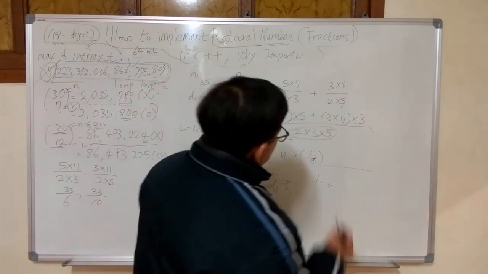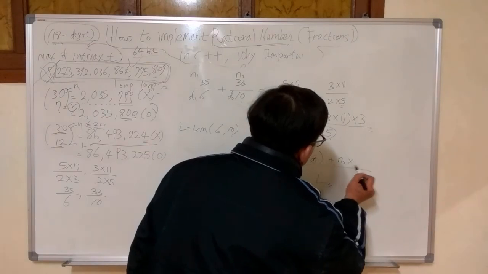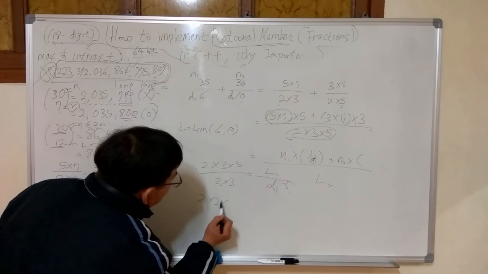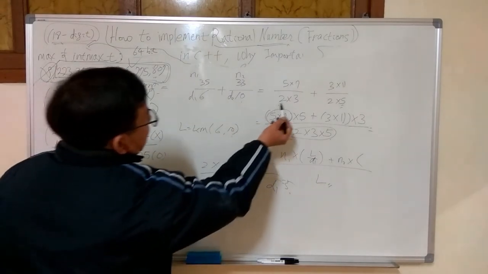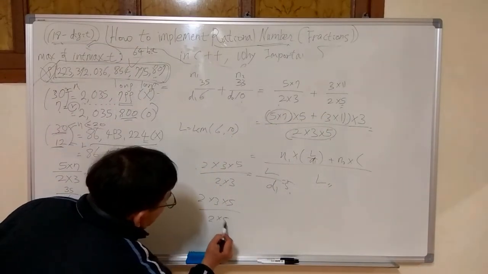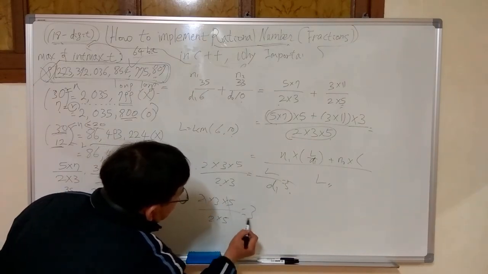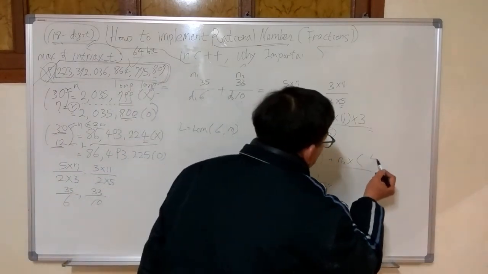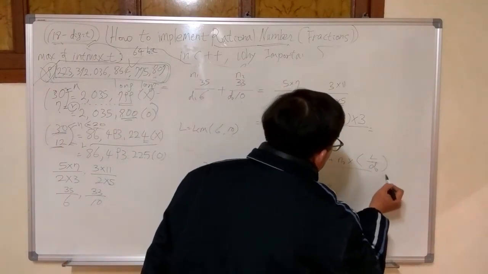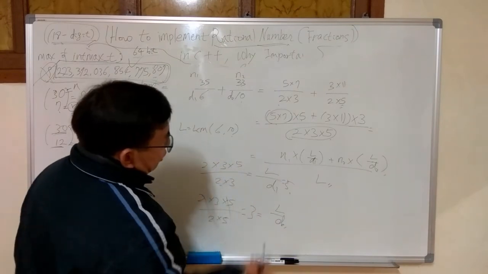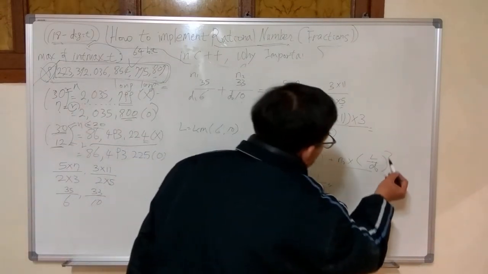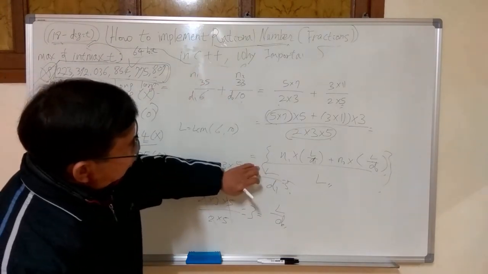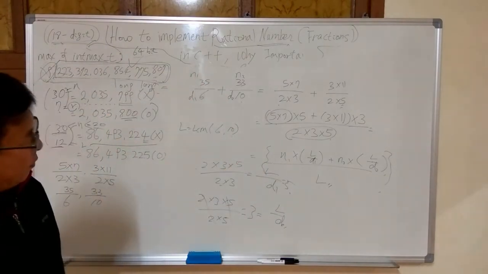The other term is N2 times 2 times 3 times 5 over 2 times 5. This number is L over D2. So we have to say L over D2, like this. So this is the equation for rational number addition. We have to compute like this.